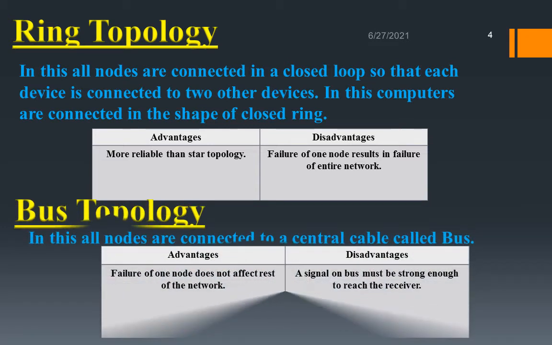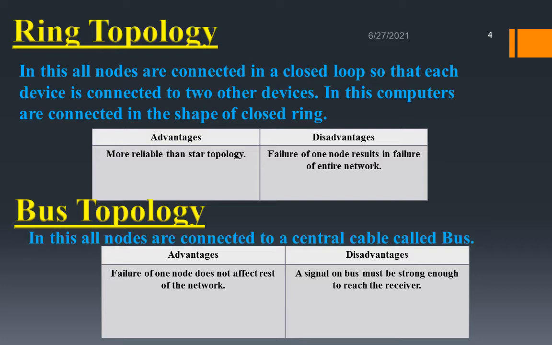देन नेक्स्ट इज bus topology. In this, all the nodes are connected to a central cable called bus. इसकी एडवांटेज होती है हमारे पास, failure of one node does not affect the rest of the network, and its disadvantage is that a signal on the bus must be strong enough to reach the receiver. आपका सिग्नल इतना स्ट्रांग होना चाहिए कि वो रिसीवर तक पहुंच सके.